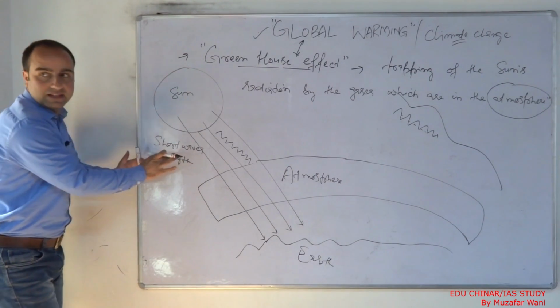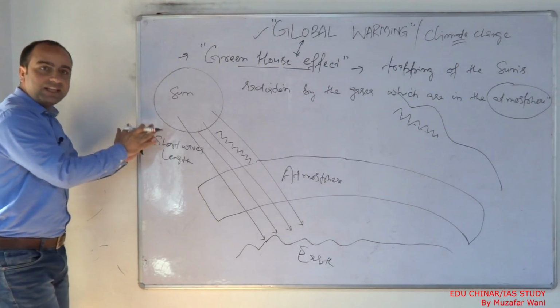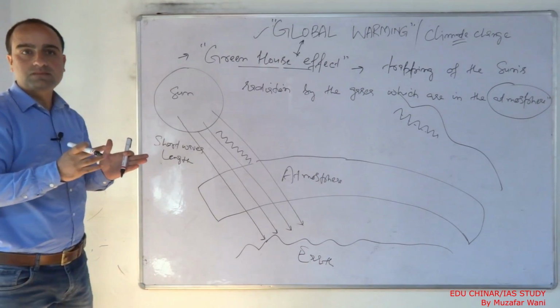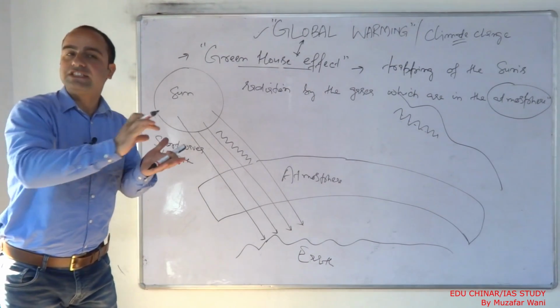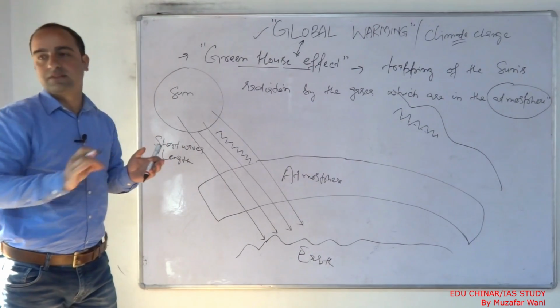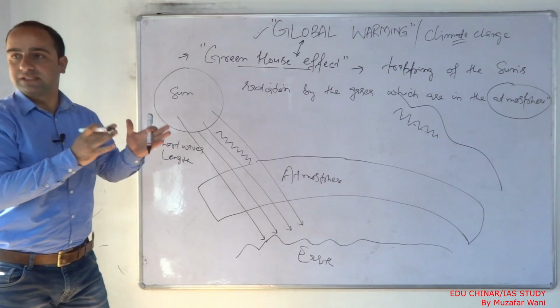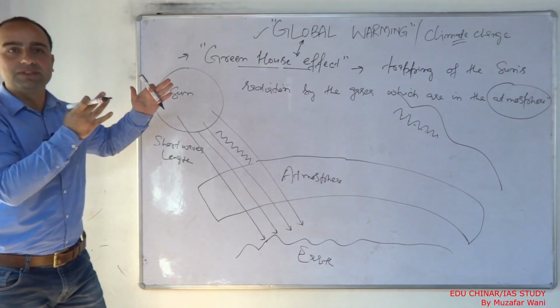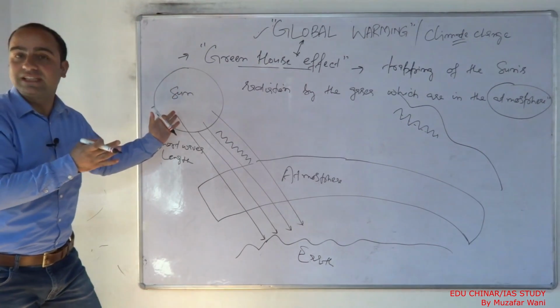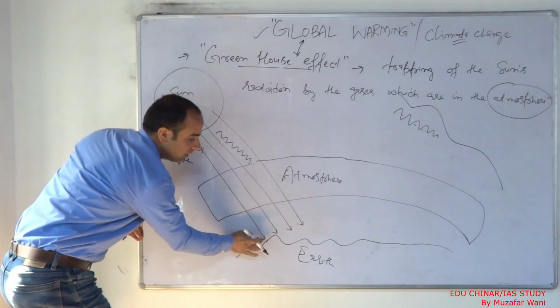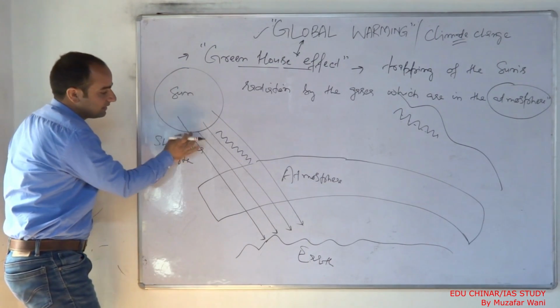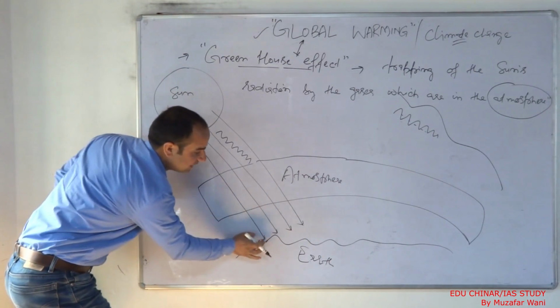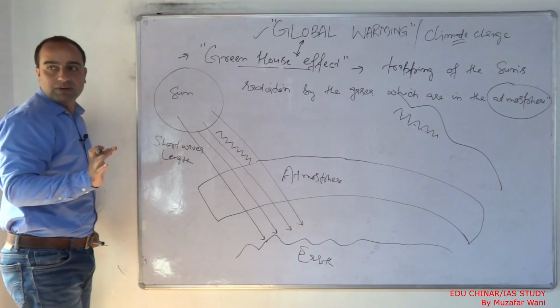Now the sun emits radiation in the form of short wavelength, in the form of short waves, and this short wavelength radiation is able to reach directly on the earth's surface. Although some part of it is reflected back from the atmosphere itself, some part of the sun's radiation reaches directly on the earth's surface. सीधे ये in the form of short wavelength, it reaches the earth's surface. Now what happens?